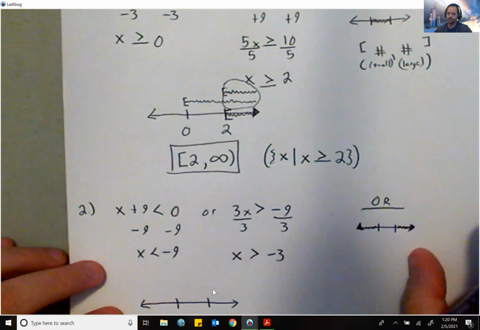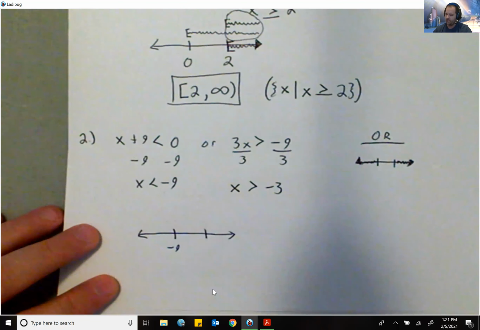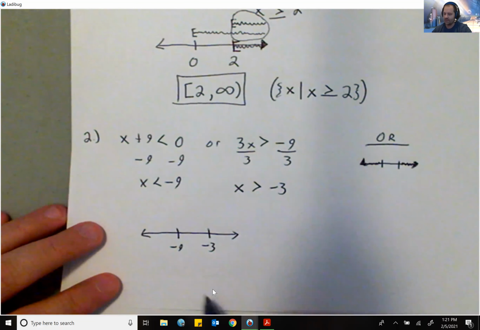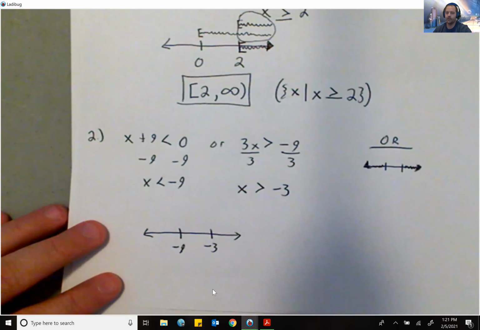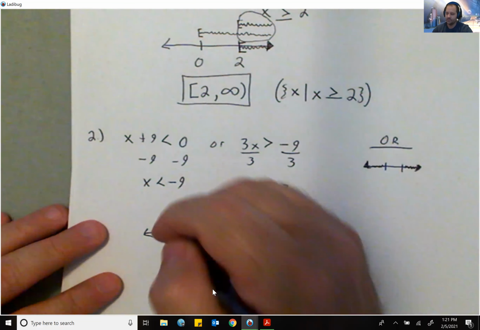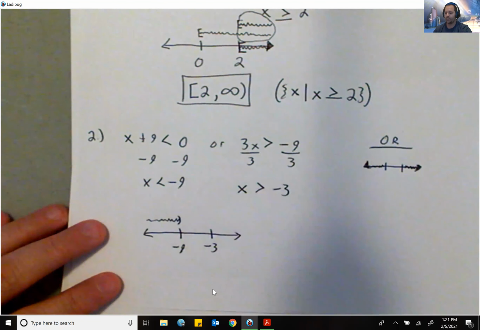Who's our smallest number? Negative 9. So we got negative 9, and then after that, we've got the negative 3 over here. Okay. So at negative 9, bracket or parenthesis? Parentheses. Shade to the right or to the left? Follow the arrow to the left. So this looks like this. Bracket or parenthesis at negative 3? Parentheses. Right or left? To the right.